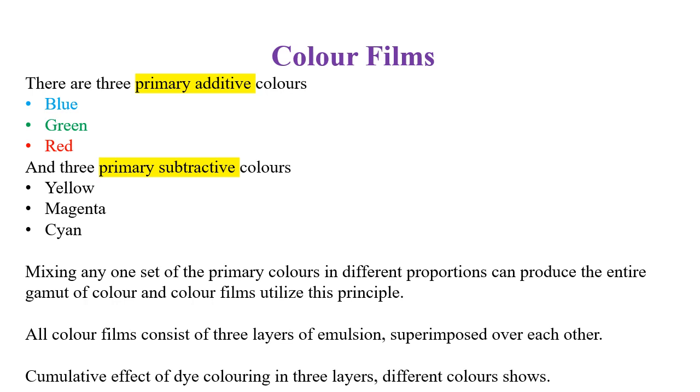Now, color films. Here are three primary additive colors: blue, green, and red, and also three primary subtractive colors: yellow, magenta, cyan. All color films consist of three layers of emulsion superimposed over each other, and the cumulative effect of dye coloring in the three layers shows different colors.